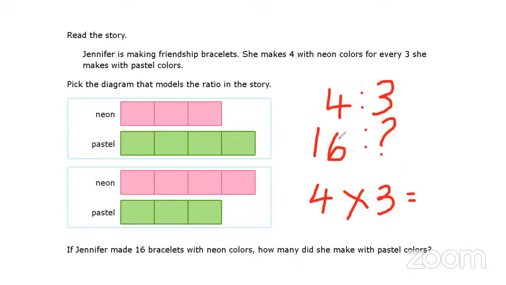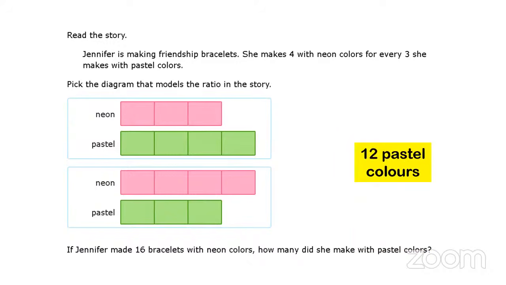So we'll now have to divide our 16 by 4, which would give us a quotient of 4. And if we multiply that 4 by 3, it will tell us how many pastels she made for every 16 neon. So 4 times 3 is 12. So we have gotten what we need for pastel colors. So therefore, our answer has to be 16 neon to 12 pastels. Very good. All right. So I am really proud of your interaction here so far. Let us continue. So our answer here is 12 pastel colors.